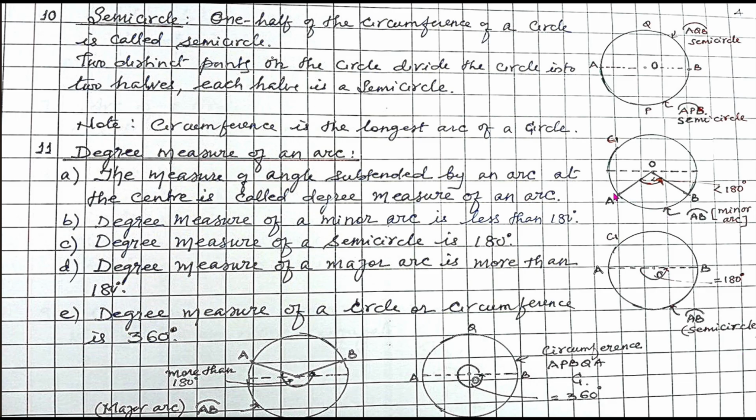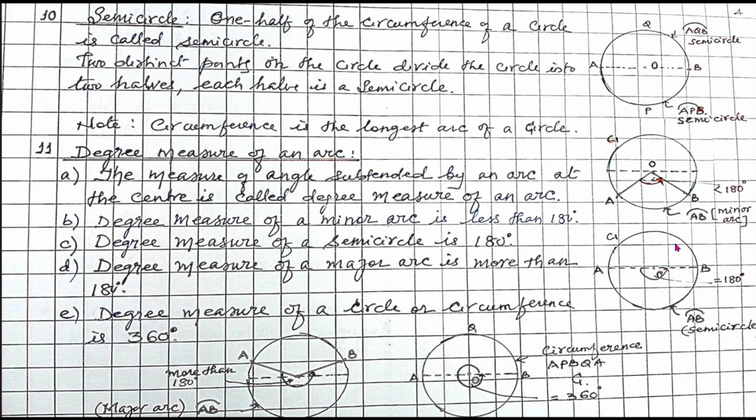Degree measure of a minor arc. If you look here, arc AB is a minor arc. It subtends an angle at the center of the circle, and that is the degree measure of the minor arc, and it is less than 180 degrees. So also the major arc AB subtends an angle at the center, and it is more than 180, and remember that it is a reflex angle, it is more than 180 degrees.